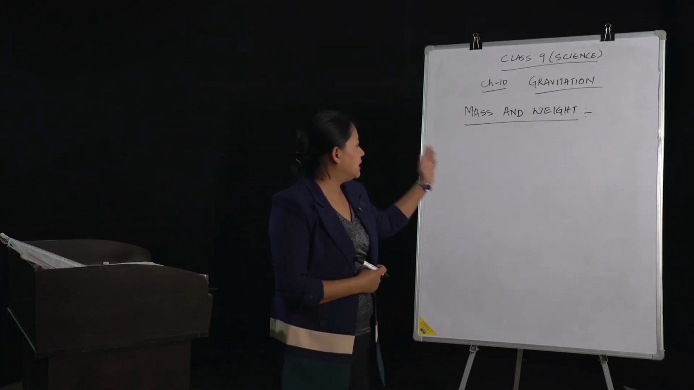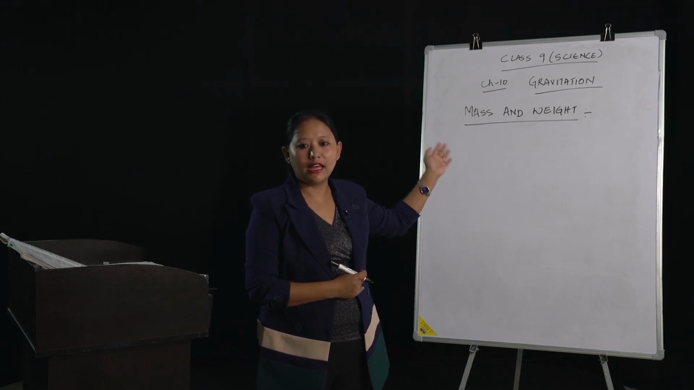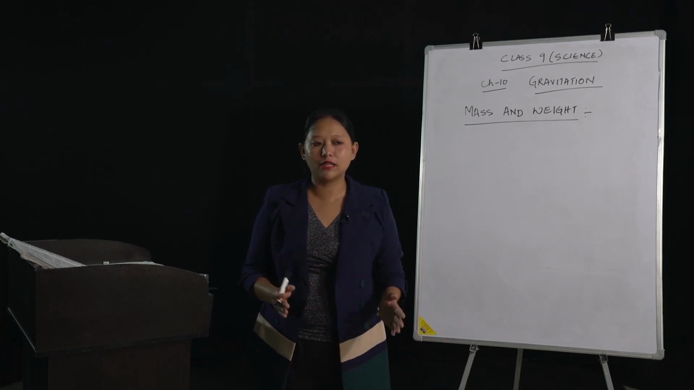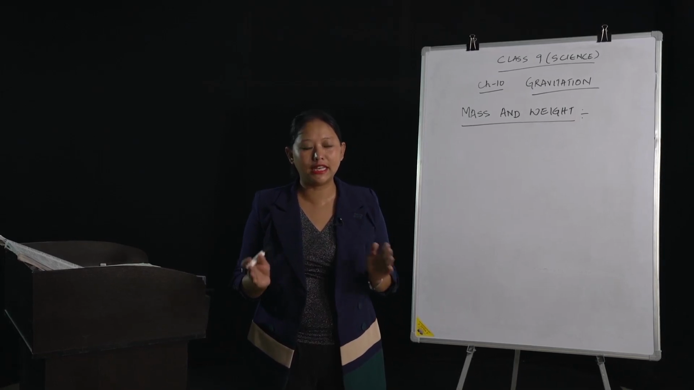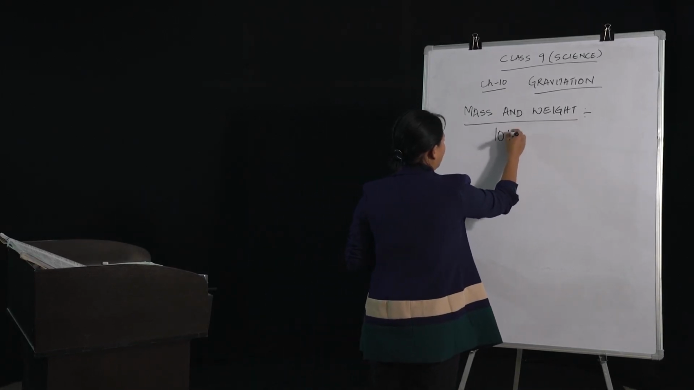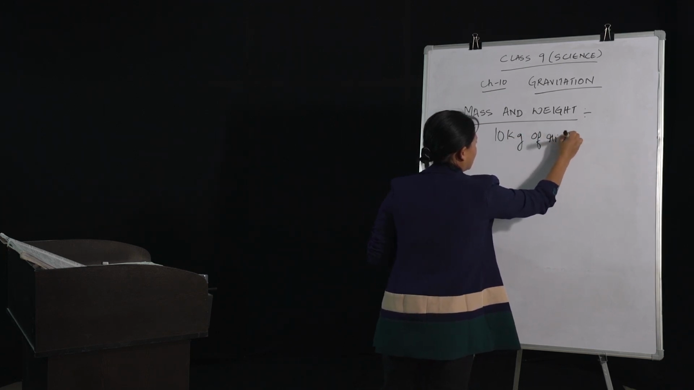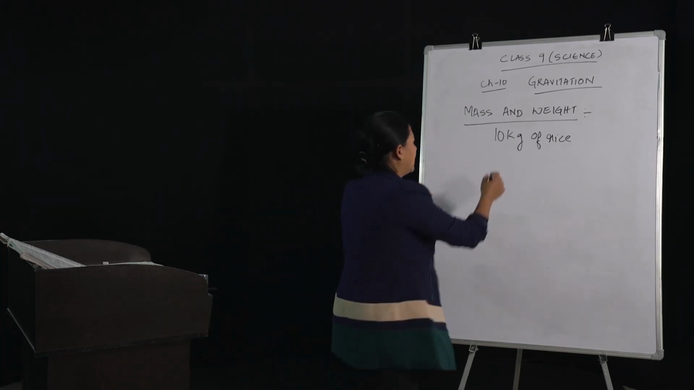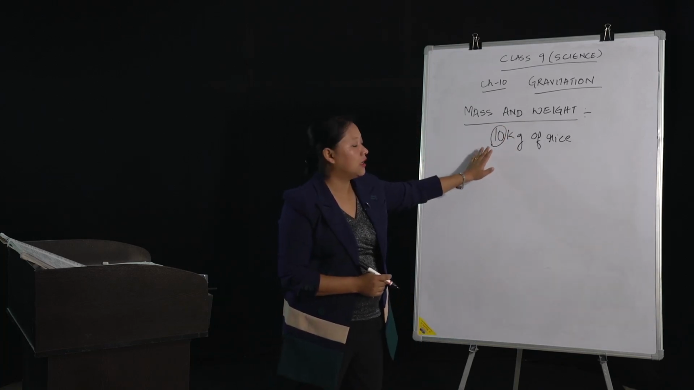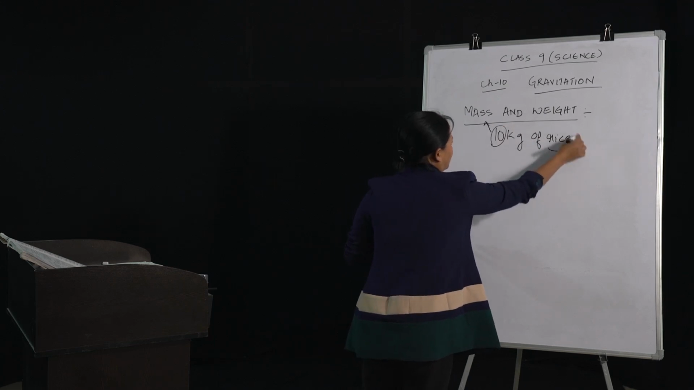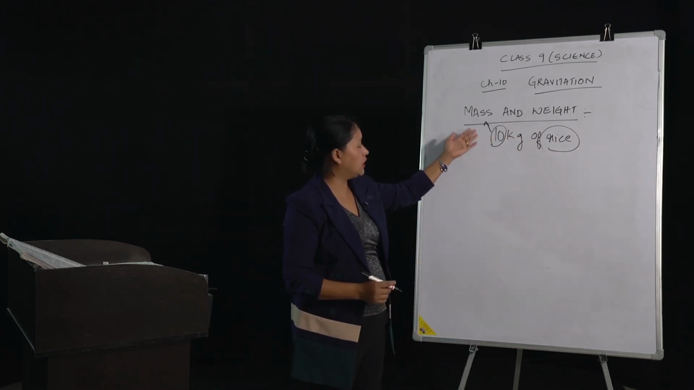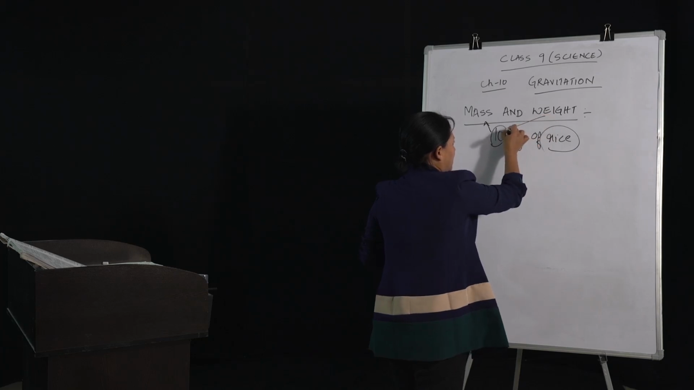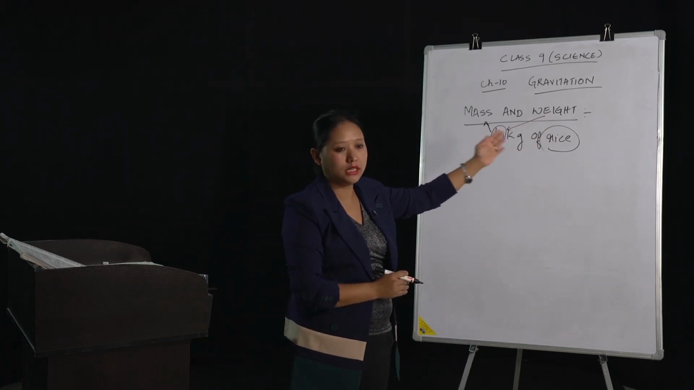Mass and weight are again very common words that we hear every day. For example, you go to the grocery shop to buy 10 kg of rice. For common people like us, we will think that this 10 kg is the mass of an object, here the rice, and also this 10 kg is the weight of the object, that is rice.